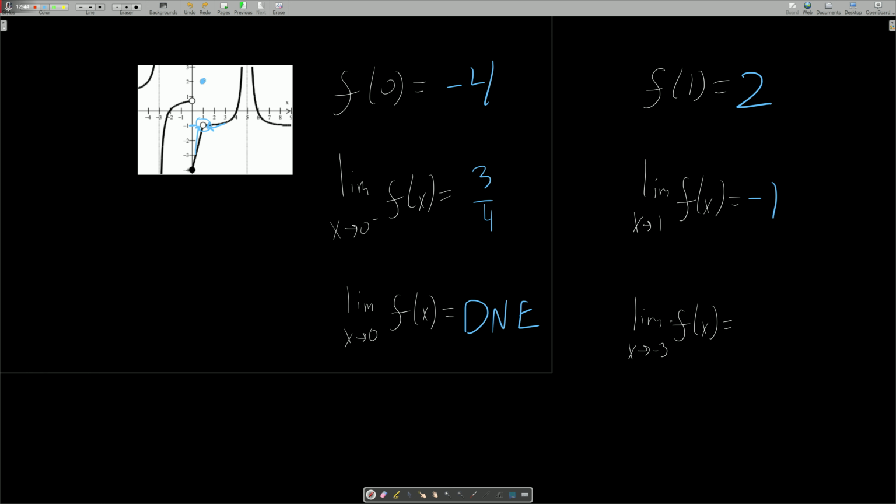And you can see the limit of f of x as x approaches -3. We can approach from the left. You can see it approaches positive infinity. Approaching from the right, it approaches -infinity. And since they're not equal, the limit does not exist.